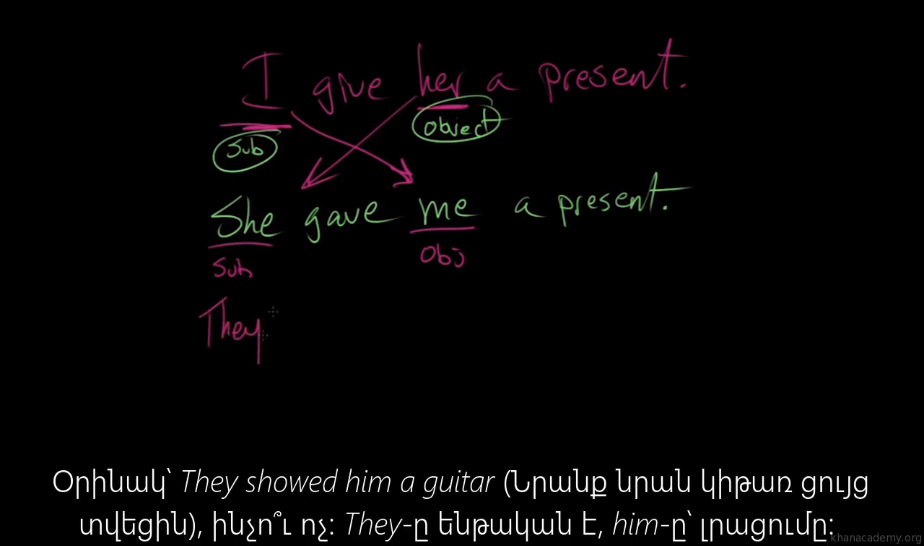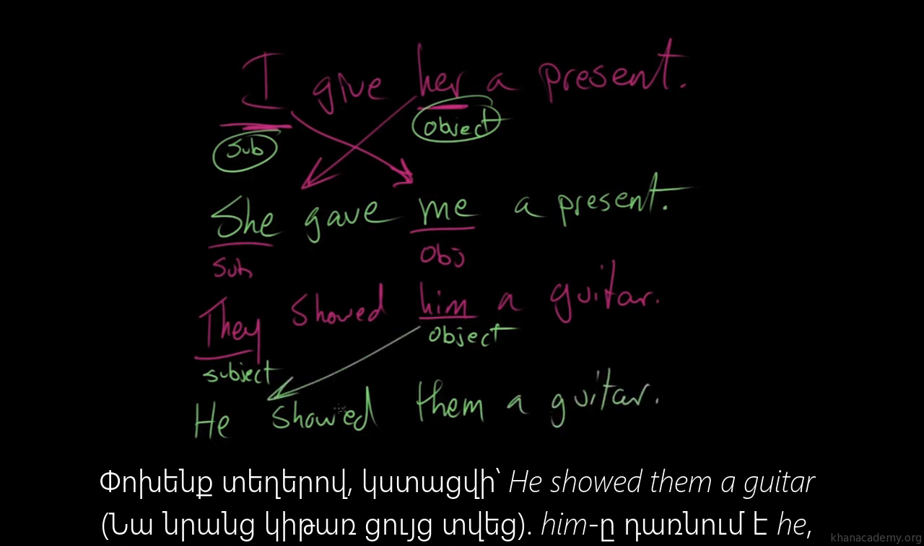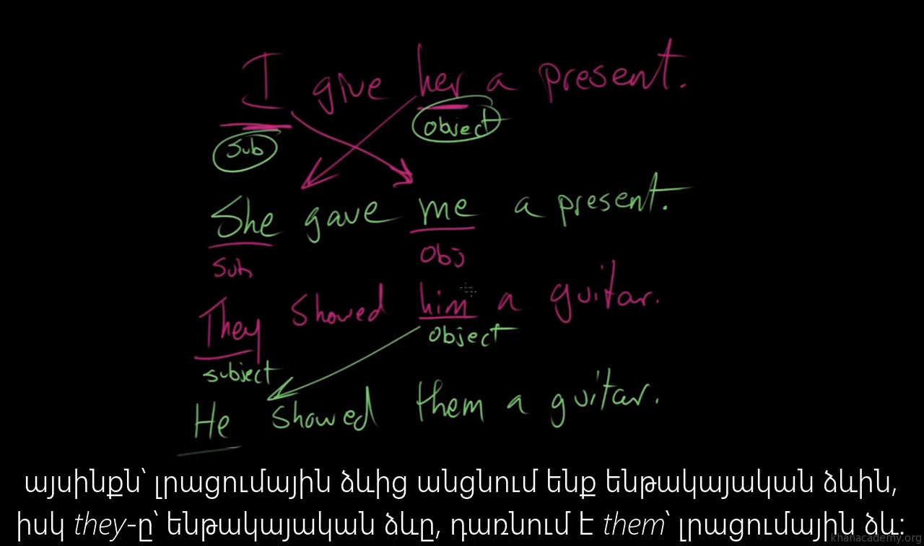So, they showed him a guitar. Why not? So they is the subject, and him is the object. And let's give it the old switcheroo. He showed them a guitar. So now we do the switcheroo. Him becomes he. So we go from the object form, which is him, to the subject form, which is he. And then they, the subject form, becomes them, the object form.